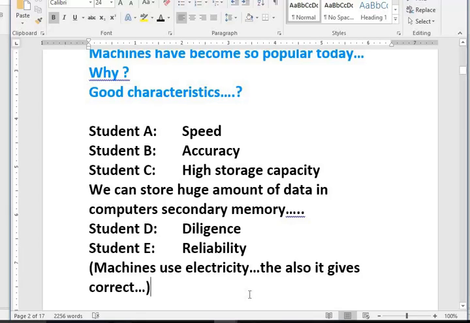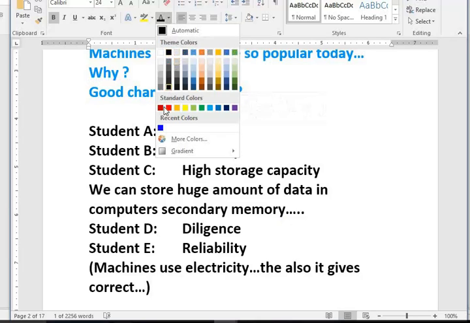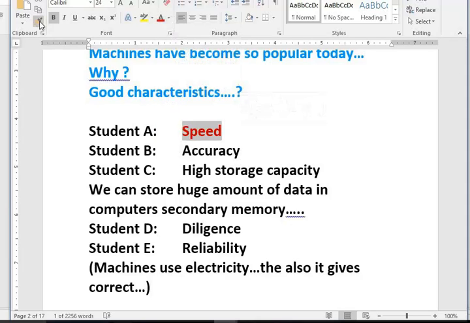Oh, very good. All of you are very intelligent. You are giving correct answers. Because of these characteristics only, machines have become so popular: speed and accuracy, high storage capacity, diligence, reliability. Can you tell me one more good characteristic? Any one of you?